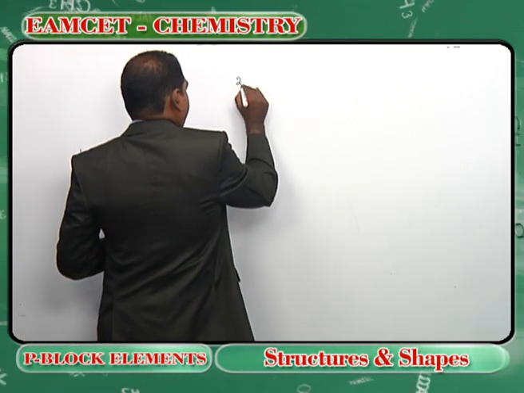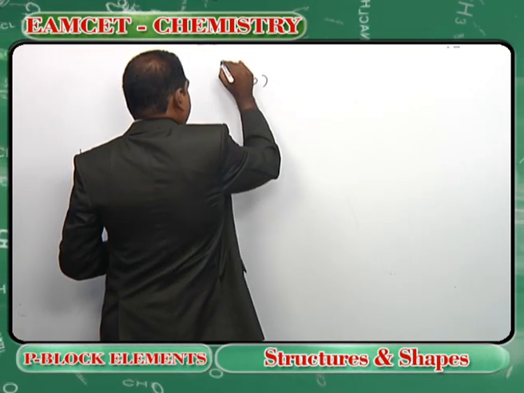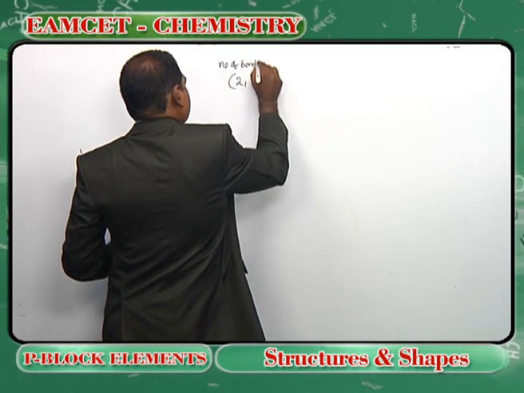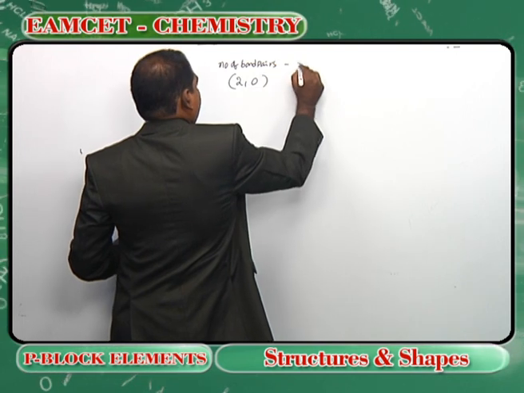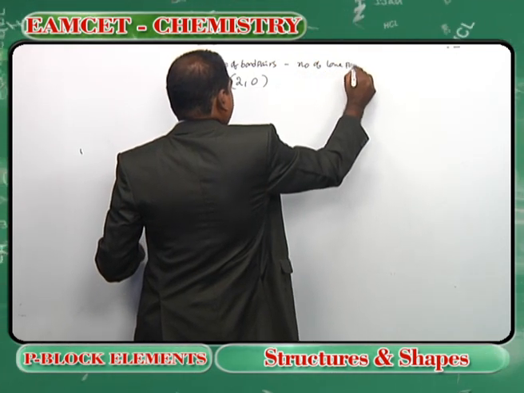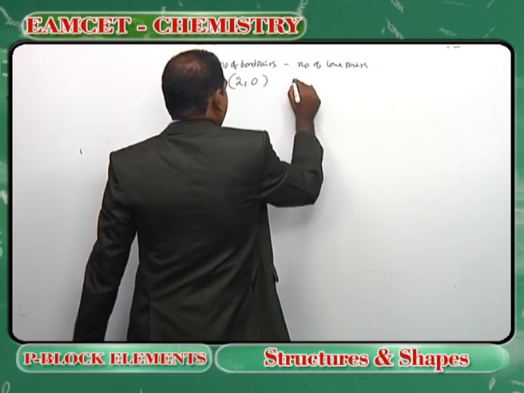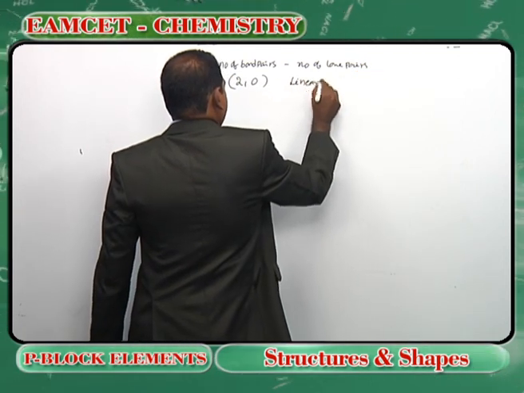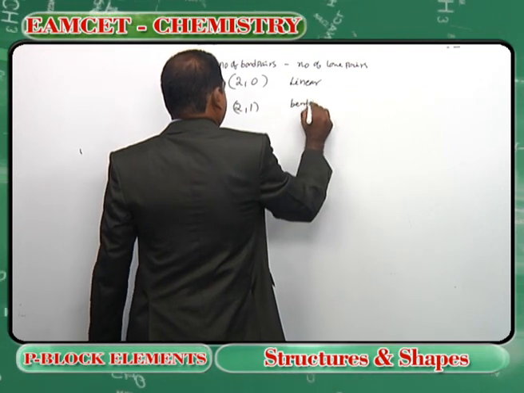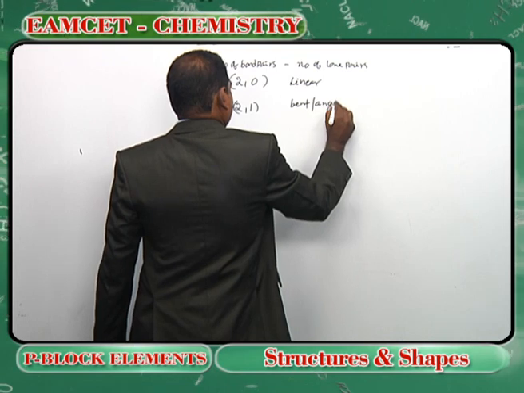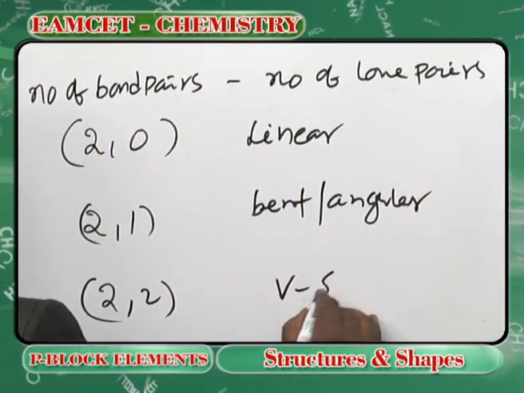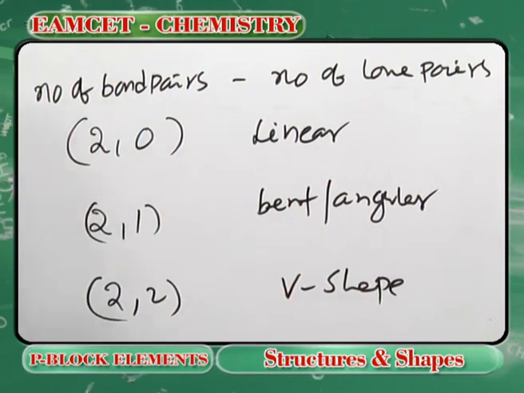2, 0. What do you mean by 2, 0? This is the number of bond pairs and the number of lone pairs. Depending on bond pairs and lone pairs, the shape is decided. 2, 0, linear. 2, 1, bent or angular. 2, 2, it is called V shape. No problem in calling this as also.